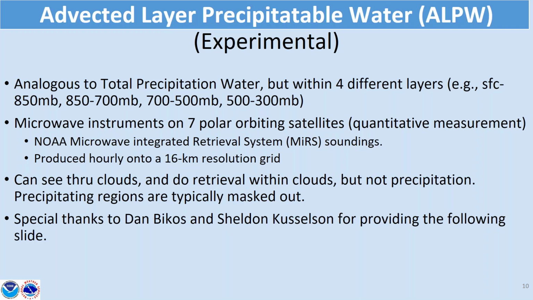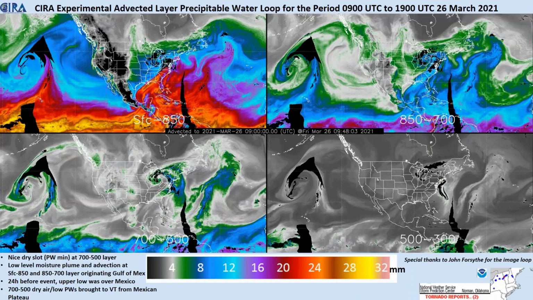So this is using the NOAA Microwave Integrated Retrieval System, and it's produced on an hourly grid at a 16-kilometer resolution, and it's using the GFS winds to help with the advection as well. The microwave sensors can see through clouds and do retrievals within clouds, but not in areas of precipitation. So in the following slide, you'll see areas that are masked out in a black color where it is precipitating. And special thanks to Dan and Sheldon for providing the following slide.